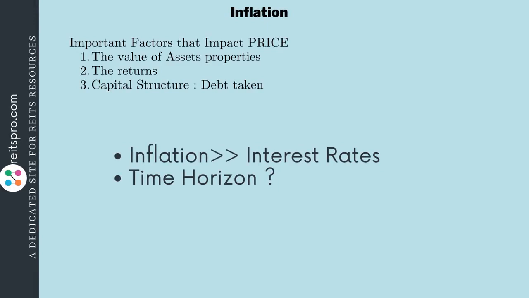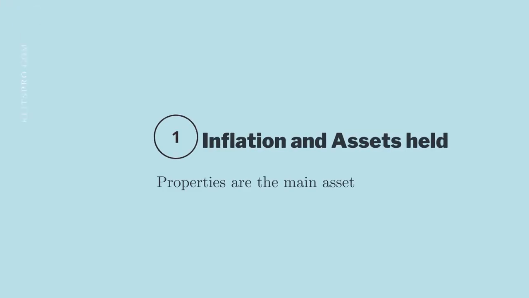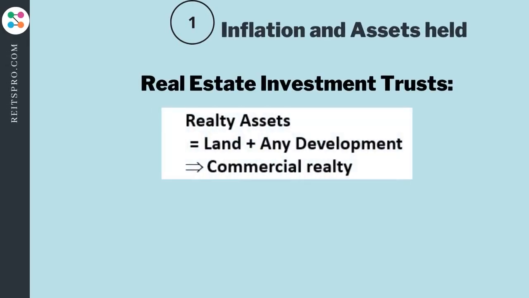And the second thing is the time horizon. What is the time horizon one is looking at? So the first point is inflation and assets held. We know that in a REIT, properties are the main asset. So in a REIT, a realty asset is a combination of land and any development. So today we have commercial realty in case of REITs in India.